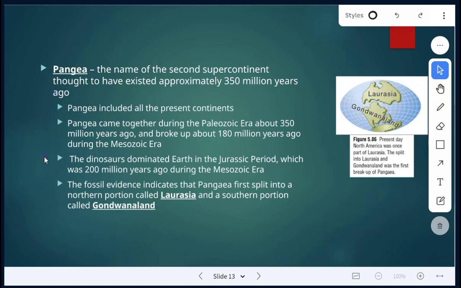So during the Jurassic period, that's when the dinosaurs dominated Earth. That was 200 million years ago during the Mesozoic era. Fossil evidence indicates that Pangaea first split into a northern portion called Laurasia and then a southern portion called Gondwanaland.